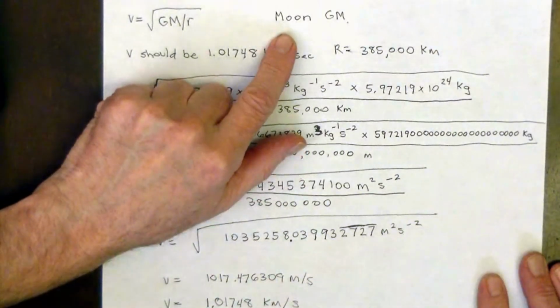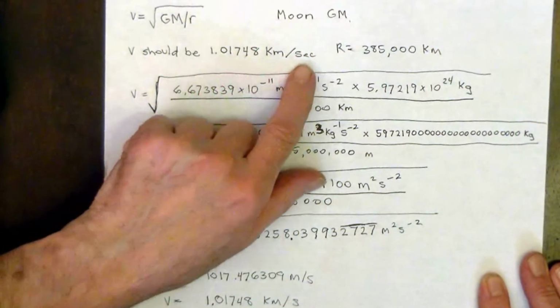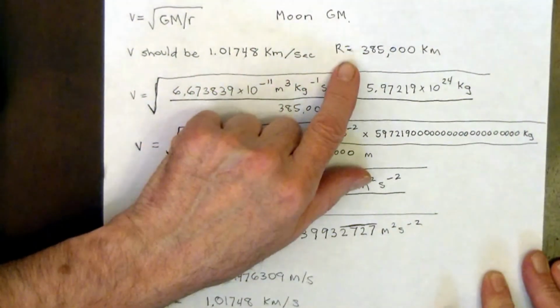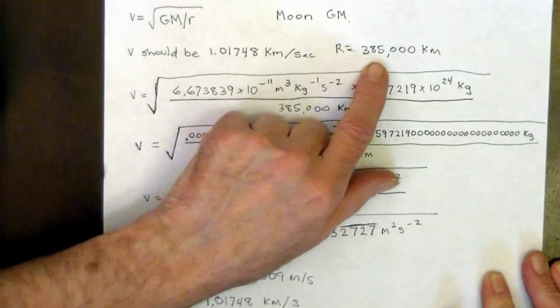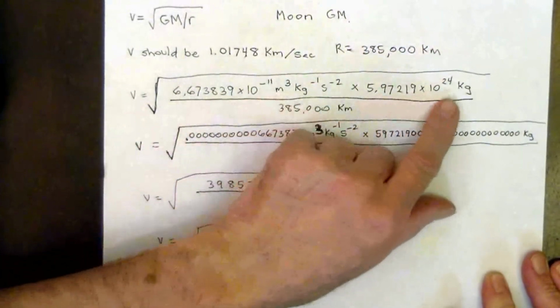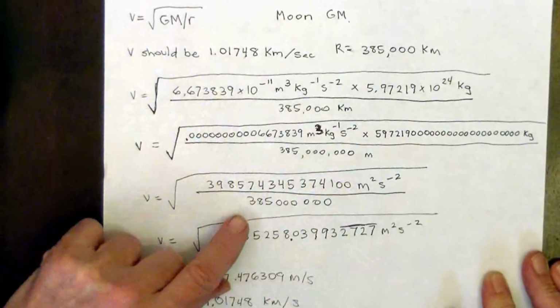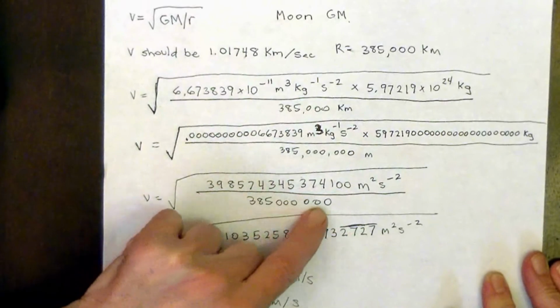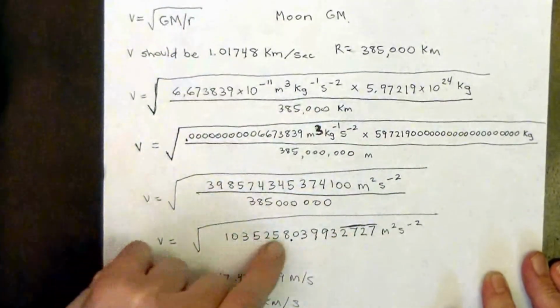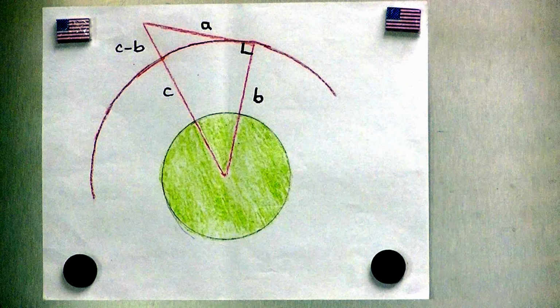The moon orbits with a velocity of 1.01748 kilometers per second. From the center of the moon to the center of the Earth is 385,000 kilometers. Big G times mass is the same as before, 398 trillion. This time we divide by 385 million and get the square root. It is 1,017 meters per second, or 1.01748 kilometers per second.